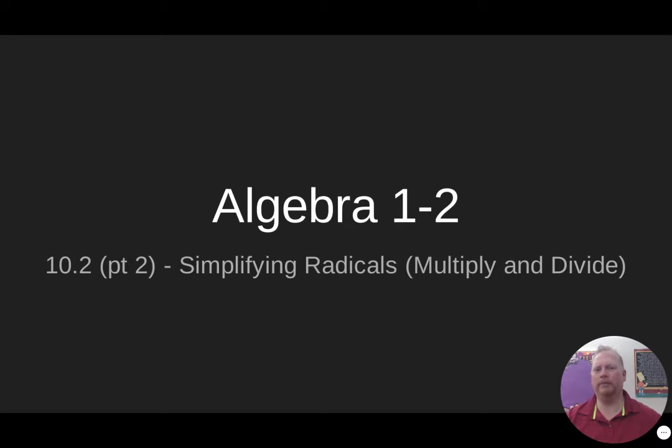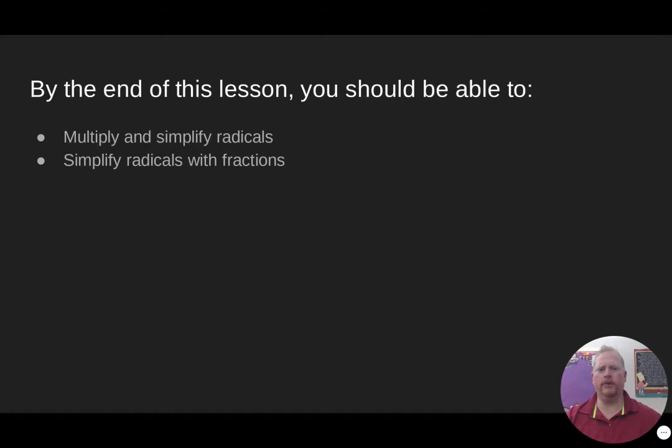Part 1 was all about simplifying radicals, both with just regular numbers and with variables. So today we're going to expand on that and talk about how to do it when you have two different radicals that you're multiplying or dealing with fractions inside of a radical. So by the end of this lesson, you should be able to multiply and simplify radicals. Also, simplify radicals with fractions.